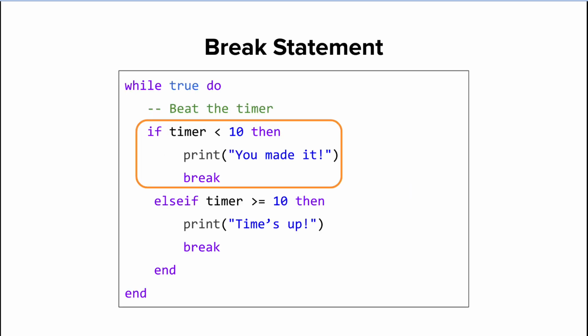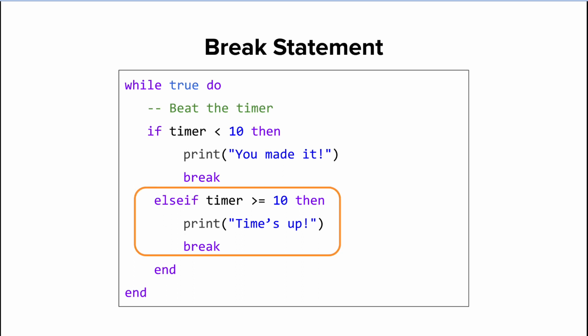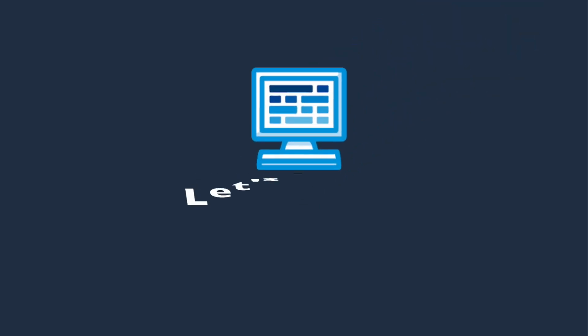You could also make use of a timer and break the loop on 2 different conditions. If the player beats the timer, they get a message saying they won and the loop is broken. They would receive a different message if they took too long and the loop would also be broken. All right, let's see how we can use these break statements in our programs.